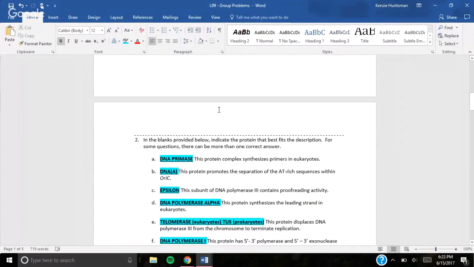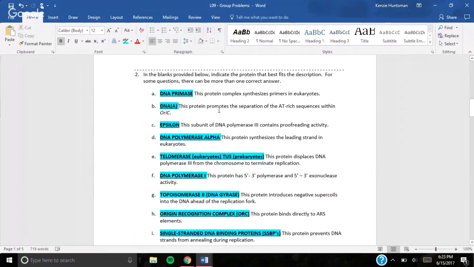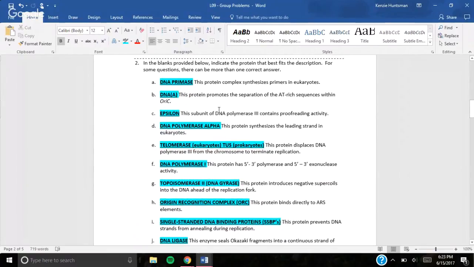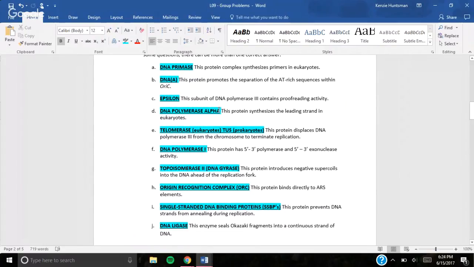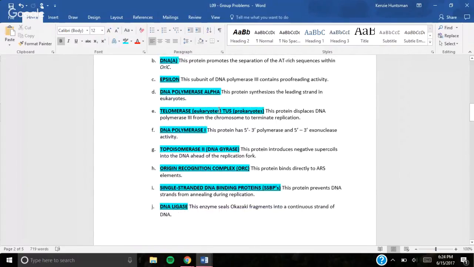Okay, and so for question 2, it's the vocab we found from the reading. So A says we got DNA primase. This protein complex synthesizes primers in eukaryotes. For B, we found that DNA A, this protein promotes the separation of the AT-rich sequences within the ORI C. C, epsilon, this subunit of DNA polymerase 3 contains proofreading activity. For D, DNA polymerase alpha, this protein synthesizes the leading strand in eukaryotes.